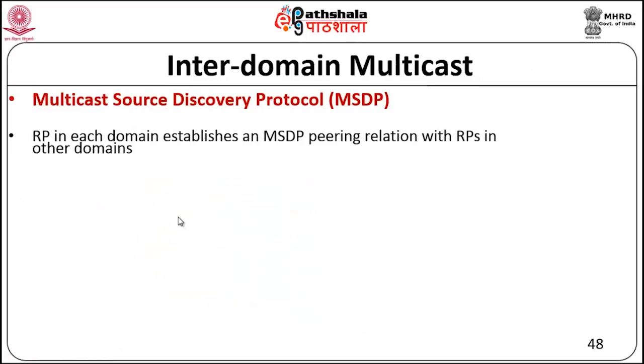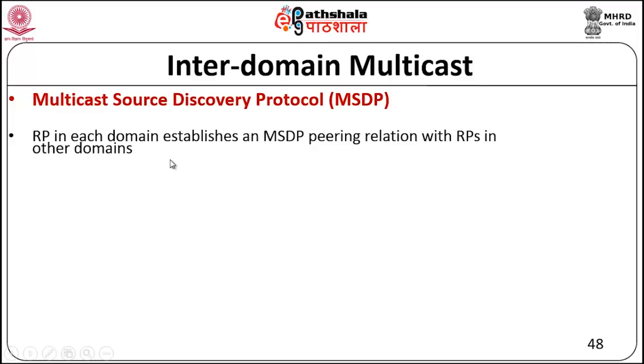Now there is also another important aspect that PIM supports, which is support for inter-domain multicast. That is, when you have members belonging to different domains. So then how do we make sure that the tree can be constructed across these domains? That becomes a very cumbersome process. So what actually is done is that every domain maintains its own RP, okay, but the RPs talk to each other, okay, using what is called the multicast source discovery protocol. That is, the RPs maintain a peering relation with RPs in other domains. So they can talk to each other.